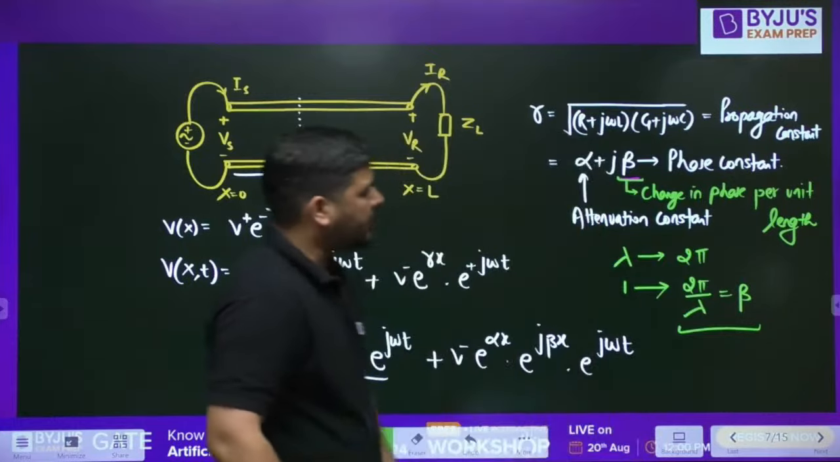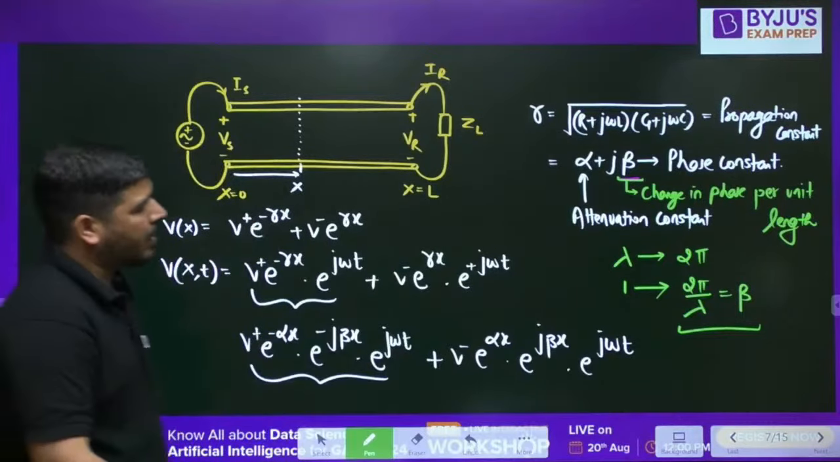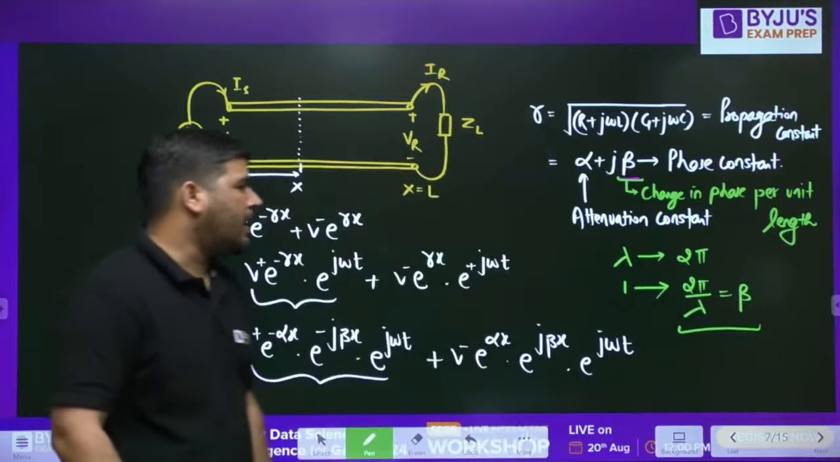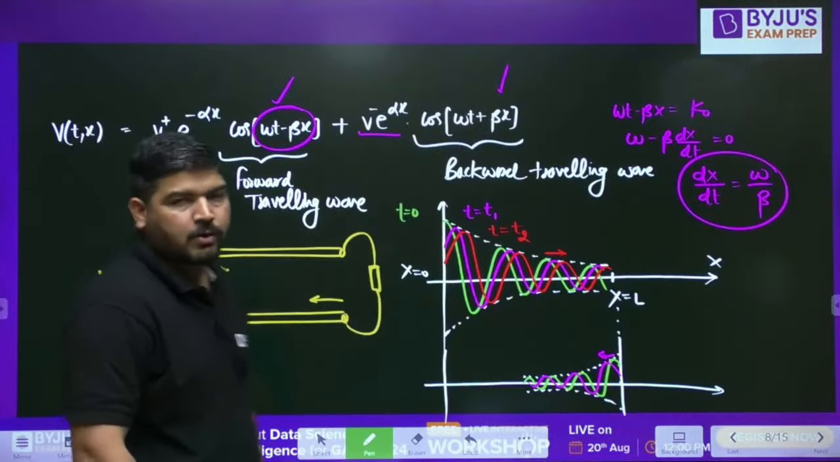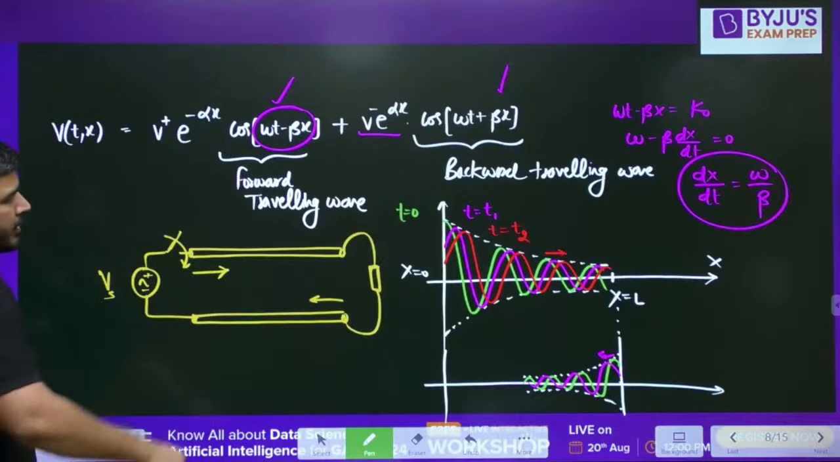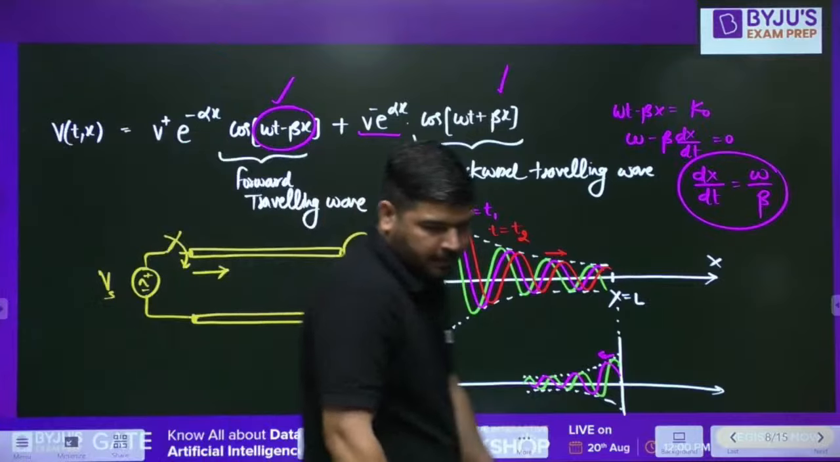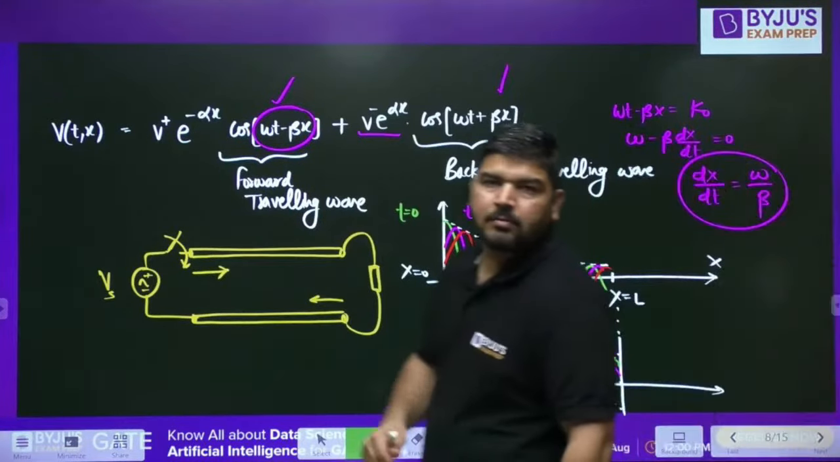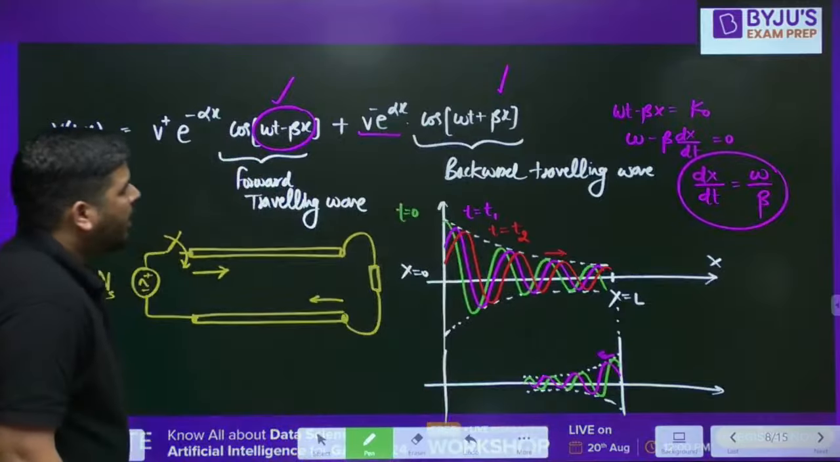So this was again interesting. You have to remember what beta is and what alpha is. I told you the meaning of alpha also, the attenuation constant, and how it is related to the traveling wave. Now let's go ahead a little.